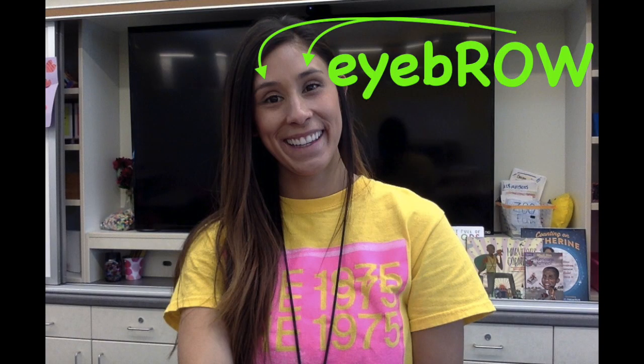Now, here is a lovely selfie of Miss Garcia, and you're probably wondering, Miss Garcia, why did you include a selfie of yourself in our math lesson today? Well, the reason is because I wanted to give you a way to remember the difference between rows and columns. So if you look up in the right-hand corner of this picture, you're going to notice that I have written the word eyebrow. At the end of the word eyebrow, there are 3 letters that are all capitalized, R-O-W.